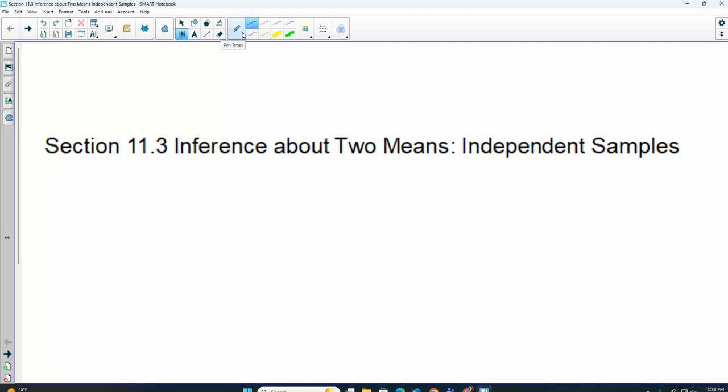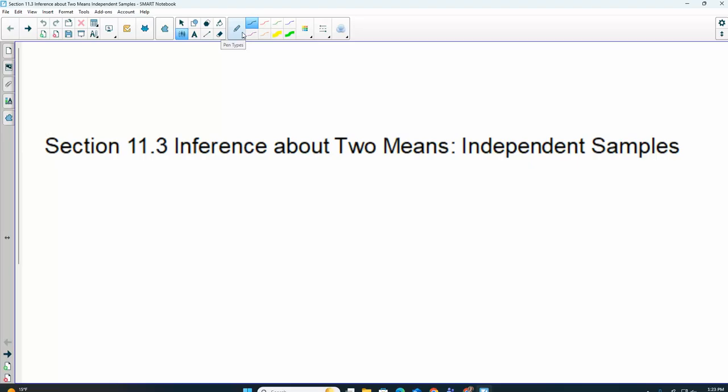So yesterday we were doing tests with two samples, but they were related. It was matched pairs data. So we didn't actually test each of them independently. We looked at the difference between the two and ran our tests on the difference. Today we're talking about independent samples.